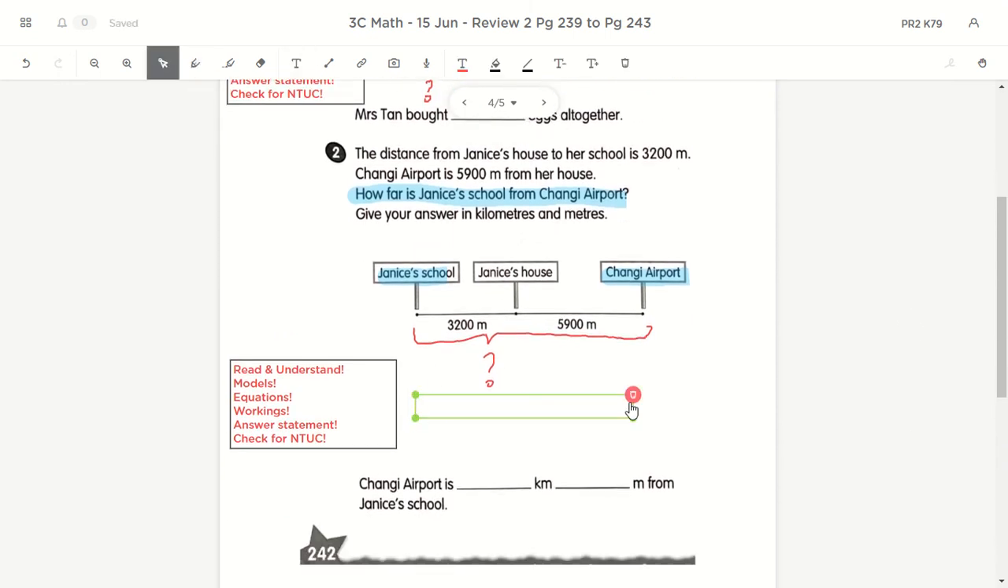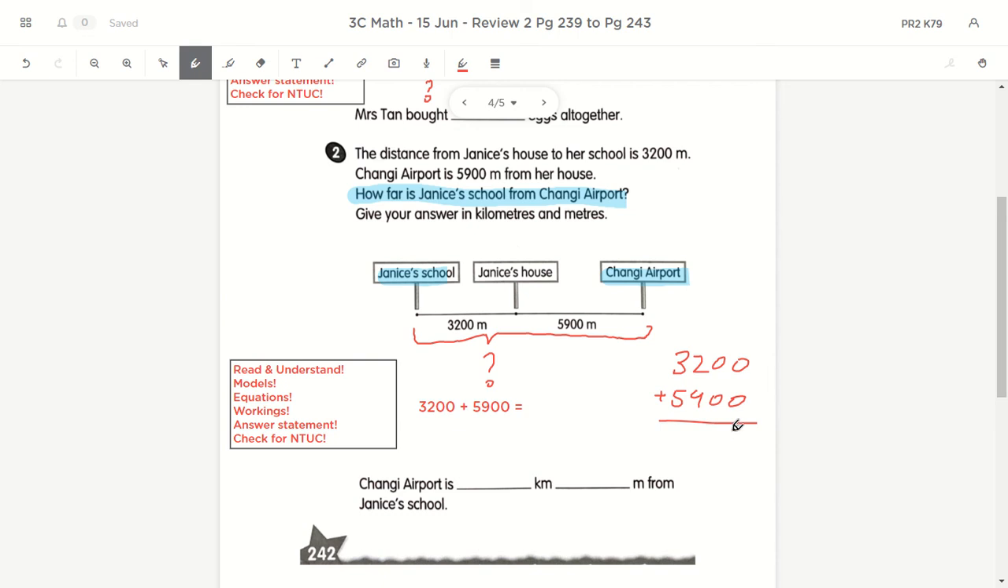Looking at the diagram, you realize that obviously it's a simple addition. So all you need to do is add 3,200 plus 5,900. You work it out. Let's work it out together. So 3,200 plus 5,900. 2 zeros at the back. Regroup 1, 4 plus 1 plus 3, 4, 4 plus 5 is 9. So this is 9. Let's type it out.